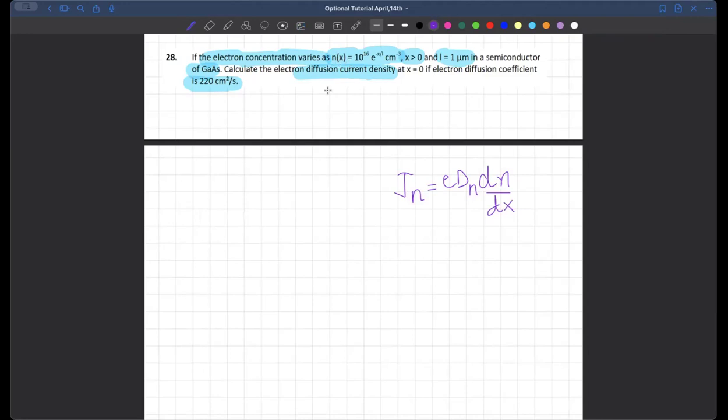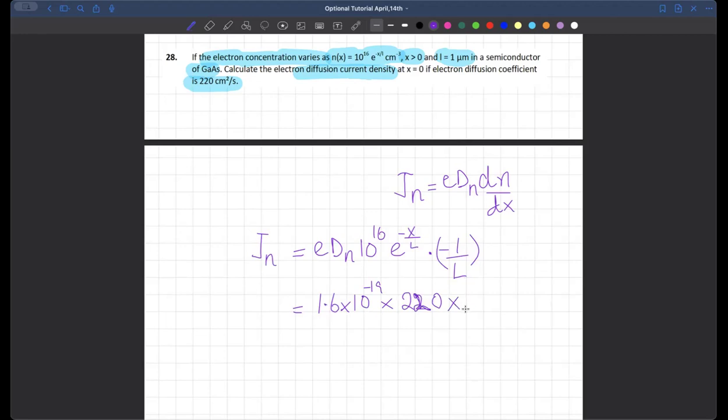Now you have n, so you want to take the derivative of that. So that means now e d n. And the derivative of that thing would be 10 to the power 16 as it is, e to the power negative x over L, and minus 1 over L. Now you have to get this at x equal to 0, so you just plug in x equal to 0. So 1.6 times 10 to the power negative 19, and multiply by dn, you have that value, 220.